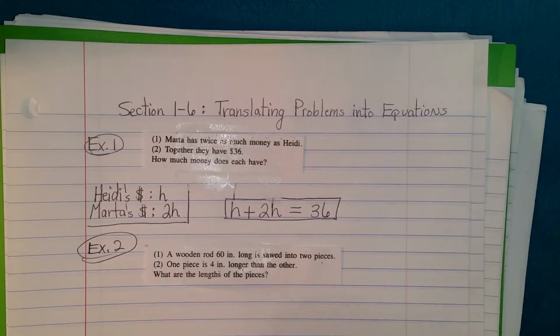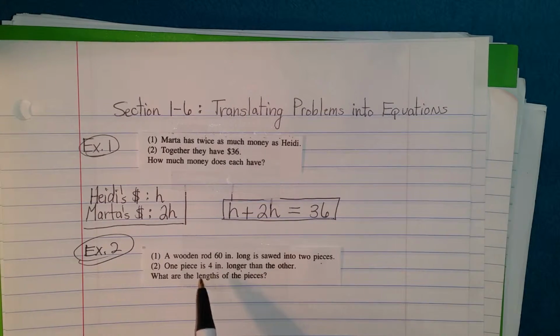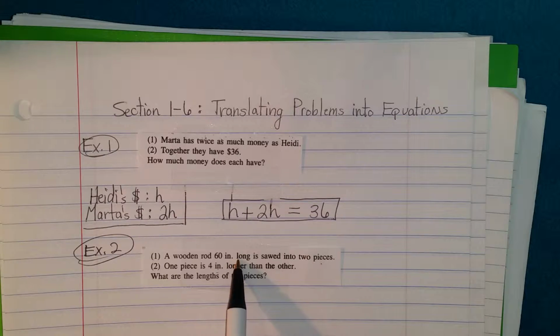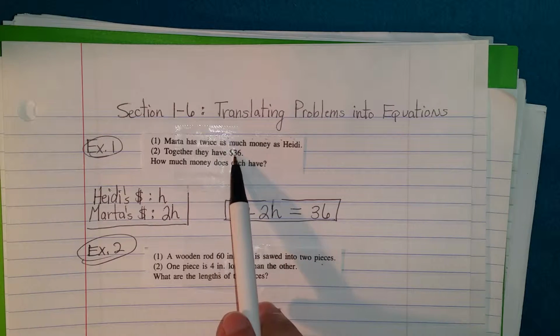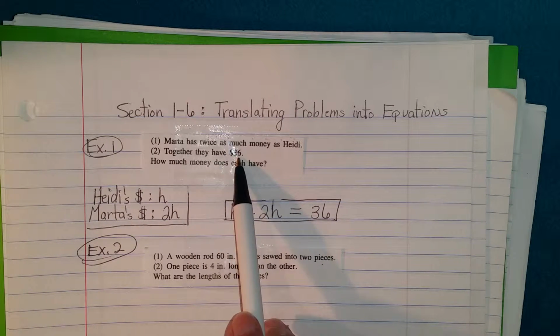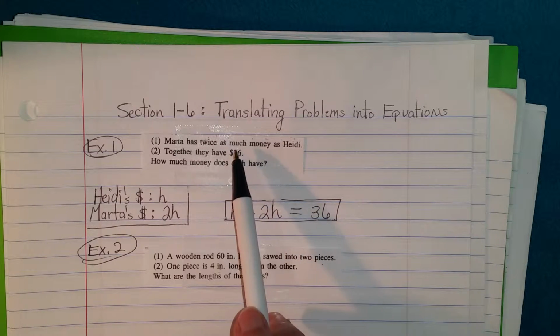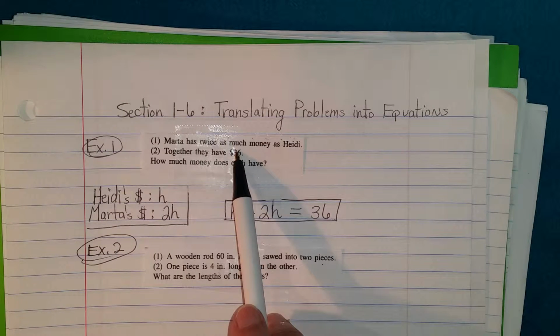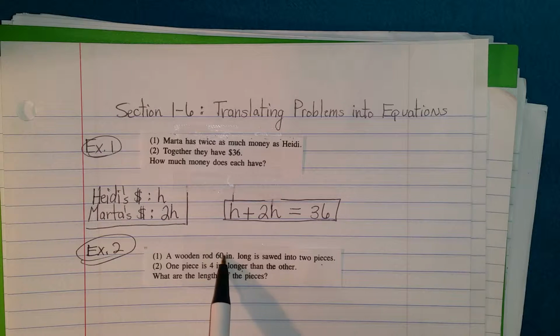So example 2 says a wooden rod 60 inches long is sawed into 2 pieces. One piece is 4 inches longer than the other. So the first sentence gives you a total, just like in the first problem. It had, together they have $36. If there's a sentence that gives you the total of both variables put together, then that's the sentence you have to use to write your equation. So sentence 1 gives me the total of 60 inches. I'm going to use that one to write the equation.